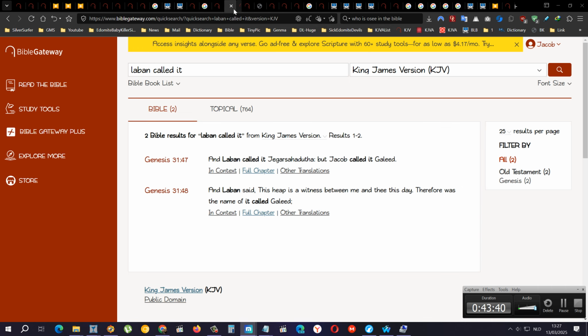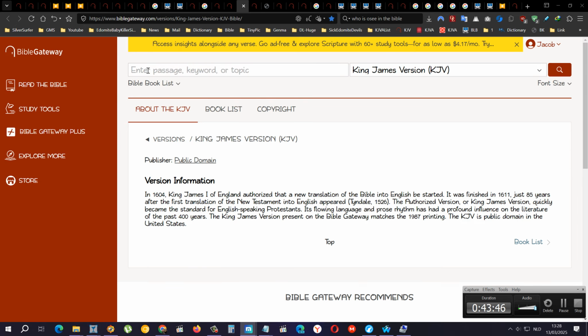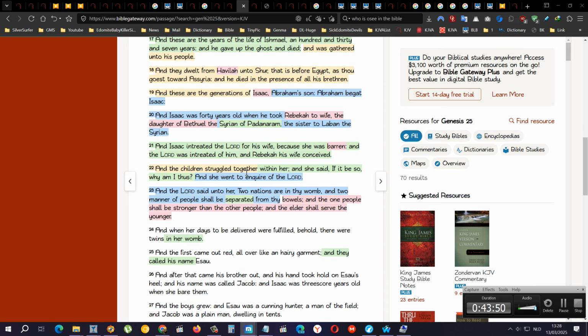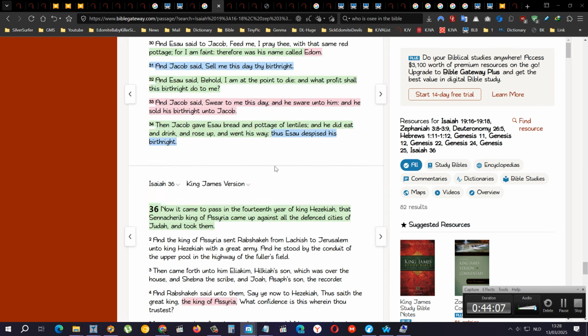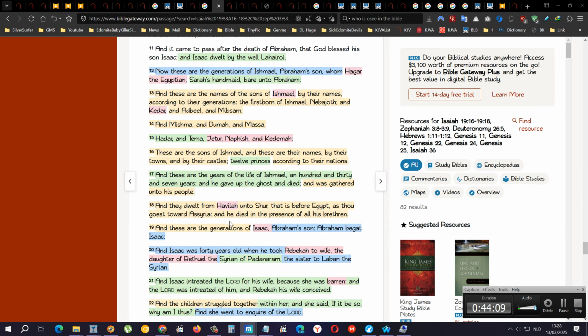Well, I can actually get it here. Genesis 25:20. And Isaac was 40 years old when he took Rebekah to wife, the daughter of Bethuel the Syrian of Padan Aram. That's the region, in the city called Haran, because it was mentioned that it was the city of his brother.